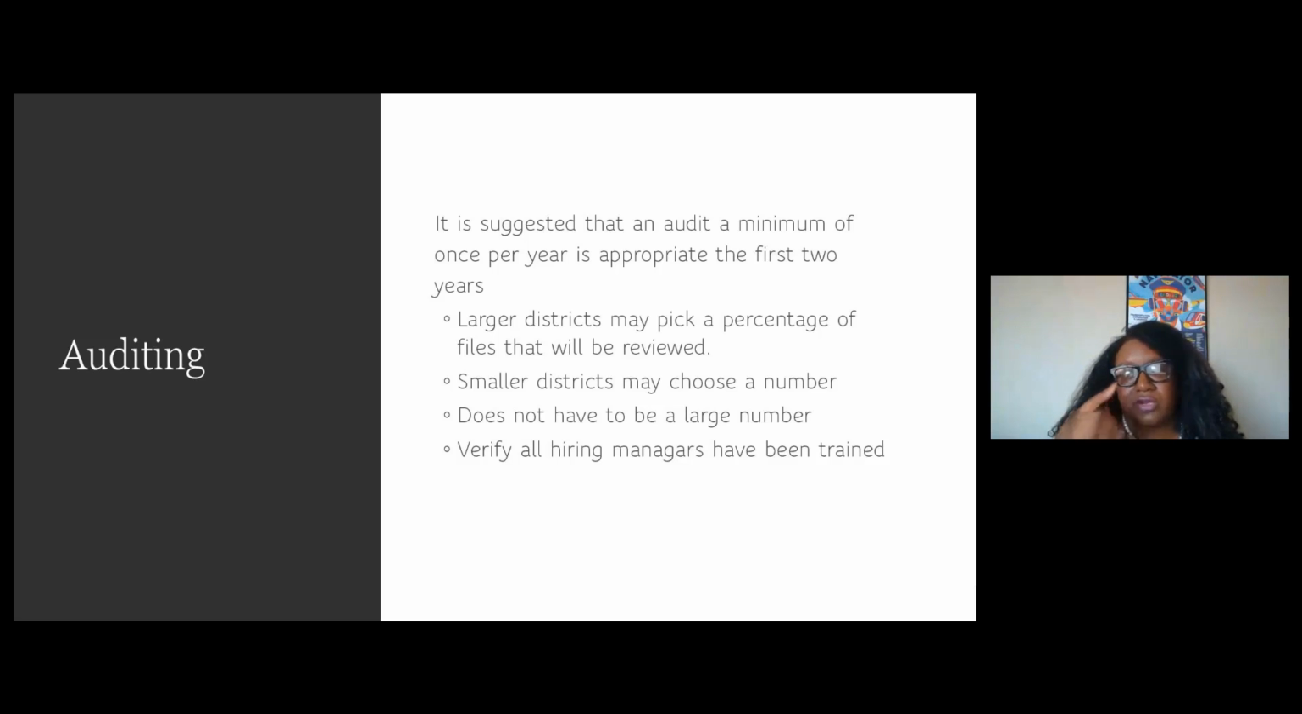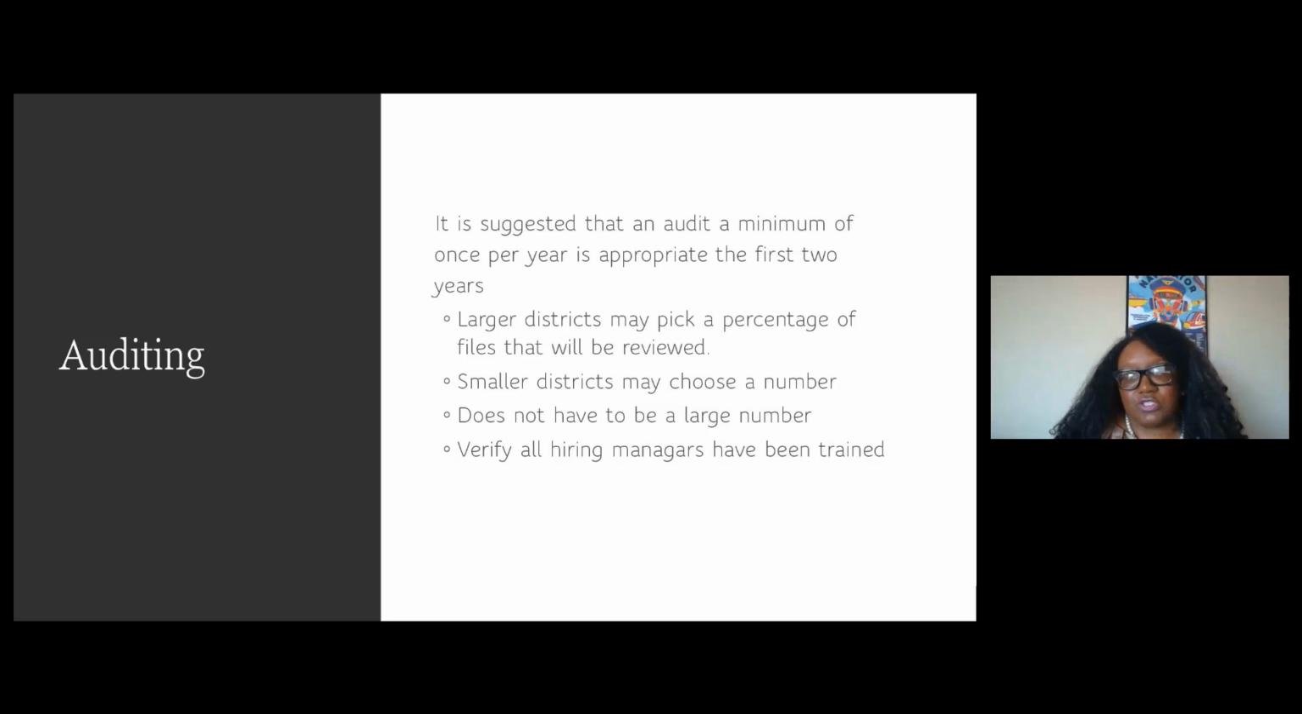A large district may pick a percentage of files that will be reviewed. So you're doing your audit with your personnel files specifically. You can pick a percentage, meaning if you had 2,000 positions that you hired for, then you may say our goal is to analyze 1 to 3%, right? And then you're going to be looking at those files.